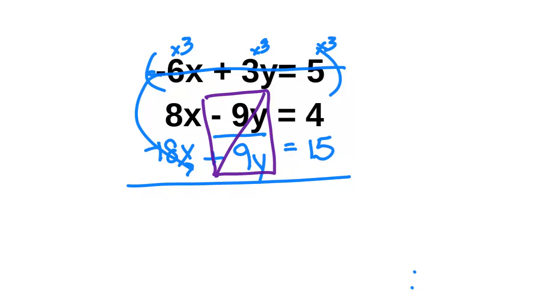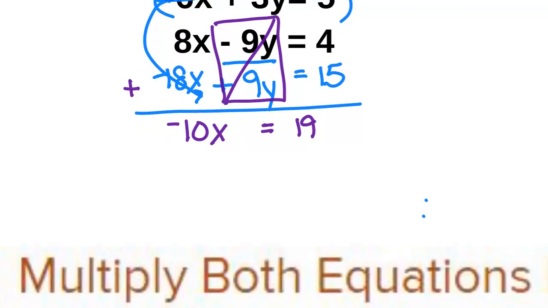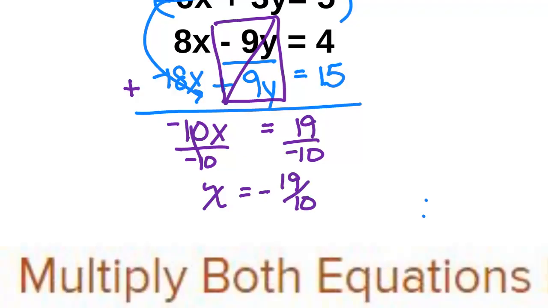8x plus, well, it's a plus a negative. So 8x plus a negative 18x is negative 10x. Bring down your equal sign. 4 plus 15 is 19. Divide by negative 10, divide by negative 10. X is equal to negative 19 tenths. Another kind of yucky one.